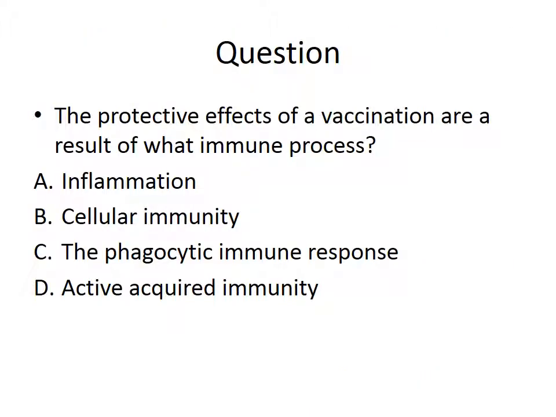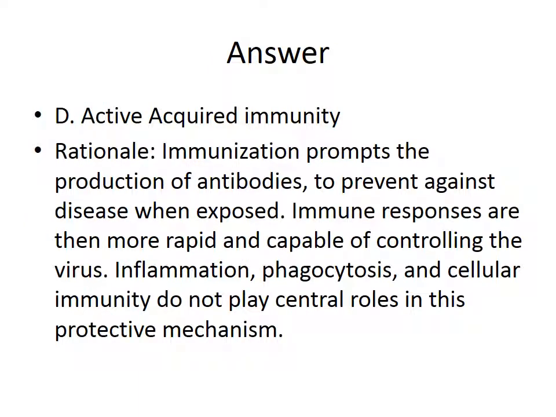Question: the protective effects of a vaccination are a result of what immune process? D. Active acquired immunity. Immunization prompts the production of antibodies to protect against disease when exposed again. Immune responses are then more rapid and capable of controlling the virus. Inflammation, phagocytosis, and cellular immunity do not play central roles in this protective mechanism.